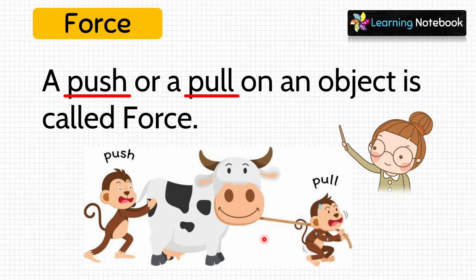Then look at this second monkey. It is pushing the cow. A push is when we move the thing away from us. So this monkey is pushing the cow or moving the cow away from him. So this is push and pull. And this push or pull on an object is called force.